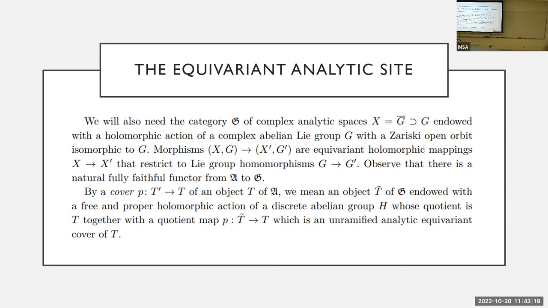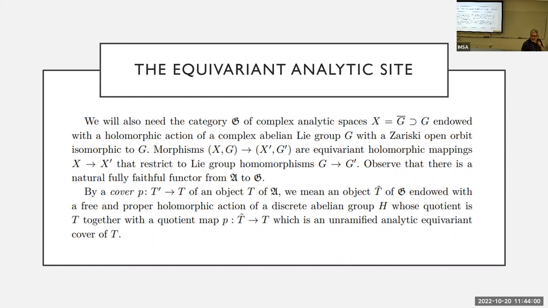And observe that there is a naturally fully faithful functor from here to here, from T to G. And by a cover of an object here, we mean an object in G with a free and proper holomorphic action of a discrete abelian group, whose quotient is T, together with a quotient map, which is an unramified analytic equivariant cover of T. The natural thing to do.